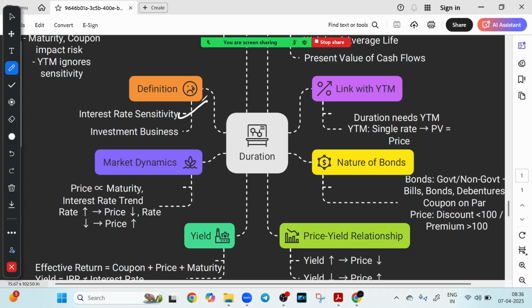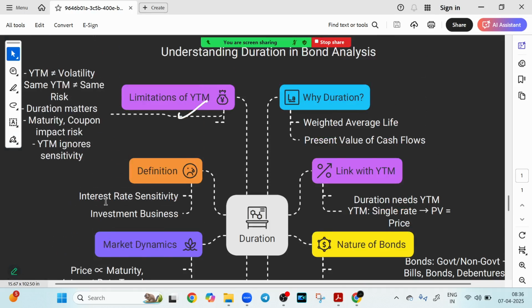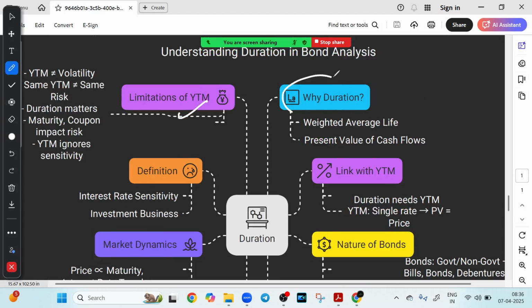But the question is, why duration? You can see why duration is necessary. Because duration gives us a weighted average life of a bond's cash flow. Right? It helps calculate the present value of the future payments. Super useful when comparing bonds or predicting the impact of rate change.